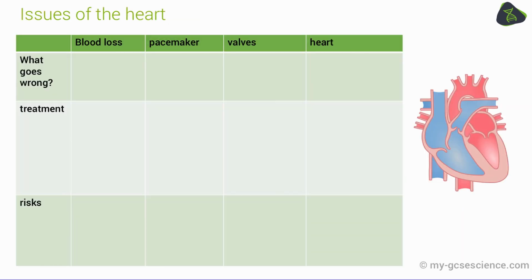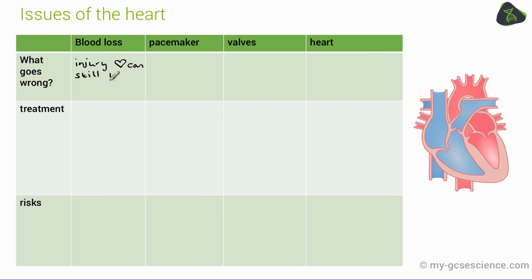So that covers coronary heart disease, but what about other forms of cardiovascular disease? And these could be linked to the pacemaker in the heart, the valves of the heart itself, and also blood loss is a massive issue for the body. So what treatment is available and what are the risks of those treatments? If we take blood loss in the first instance, this normally happens during a severe injury.